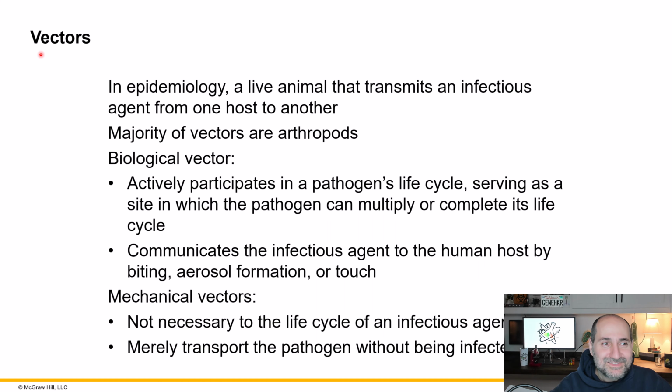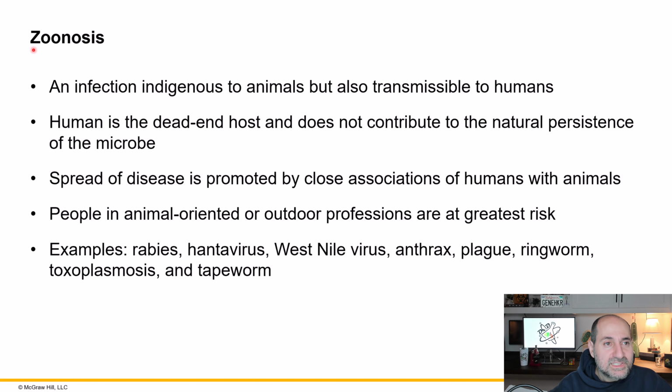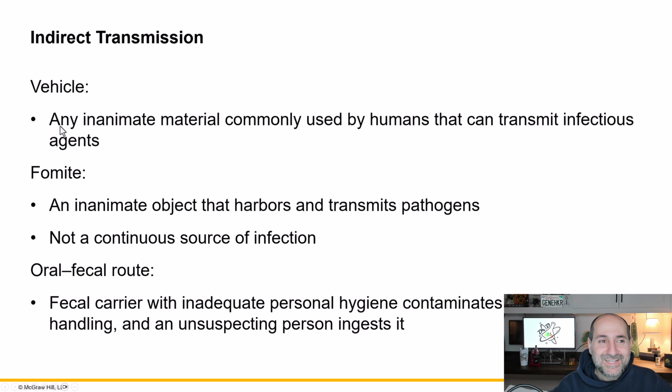All right, please know that vectors are living transmitters of disease. Normally, the majority of vectors are arthropods, these biting insects. Please know that zoonoses are diseases that originate from animals. All right, and also please know vehicles, fomites, right? These are non-living transmitters of disease. Please know these terms as well.